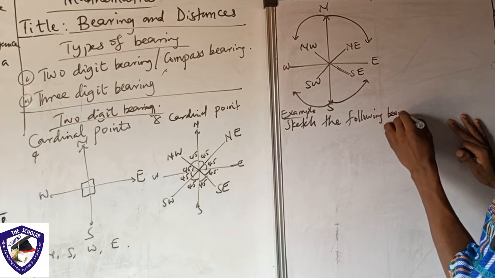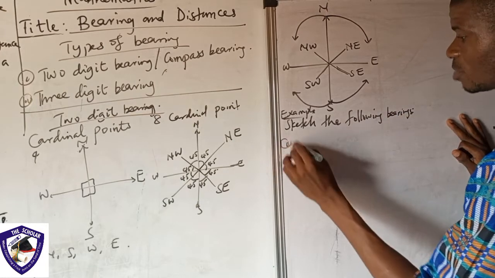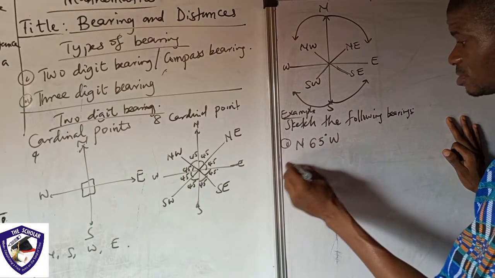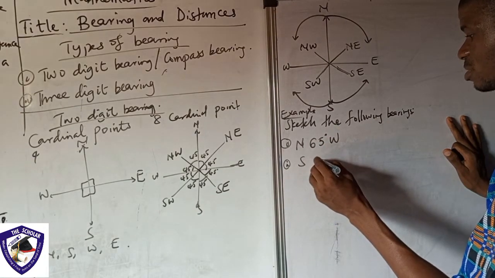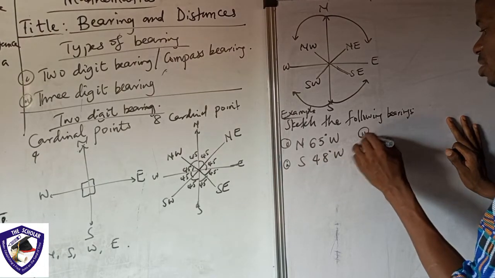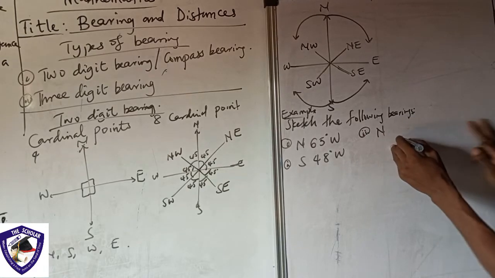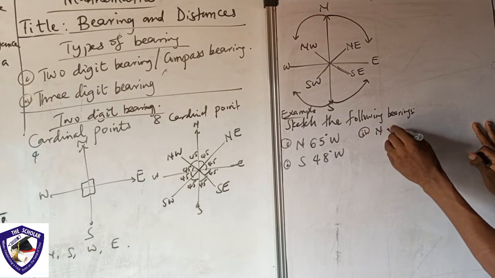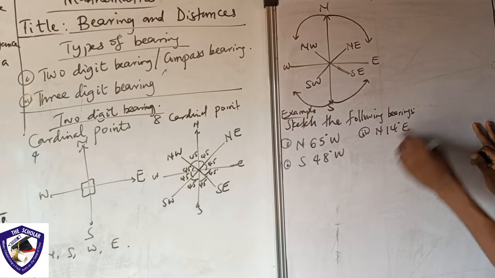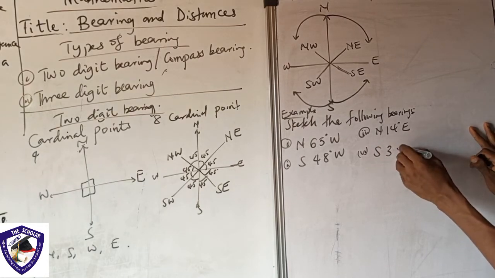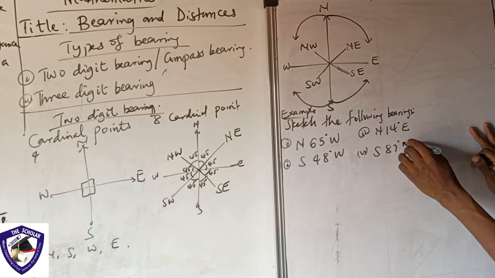Sketch the following bearings. Number 1: North 65 degrees west. Number 2: South 48 degrees west. Number 3: North 14 degrees east. And number 4: South 87 degrees east.